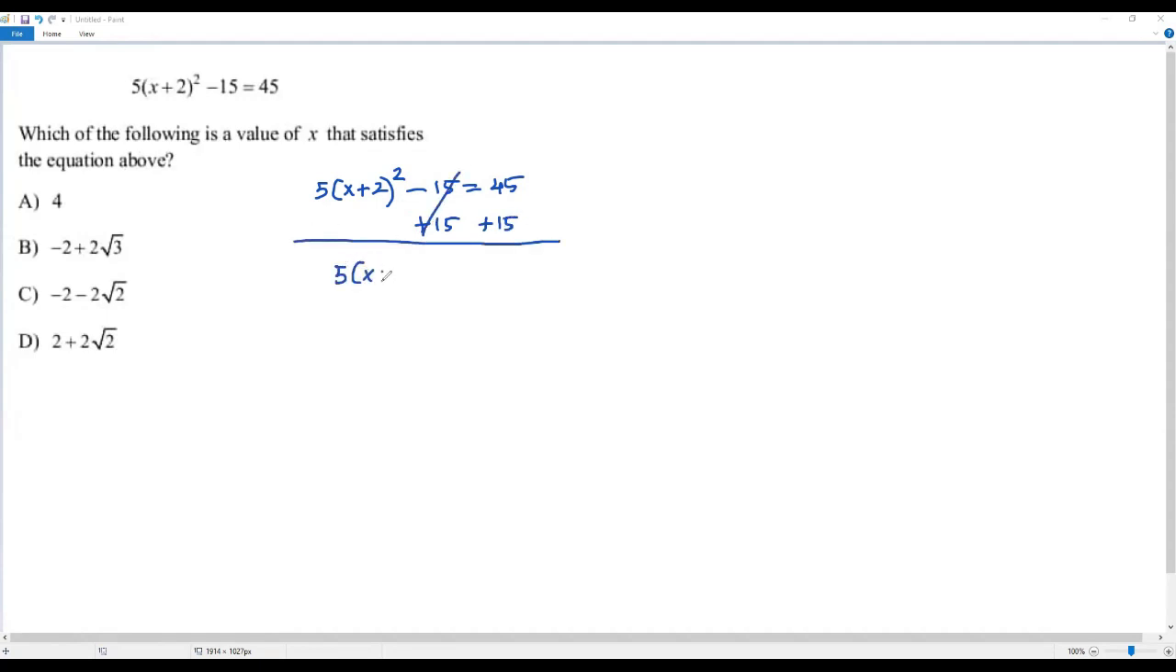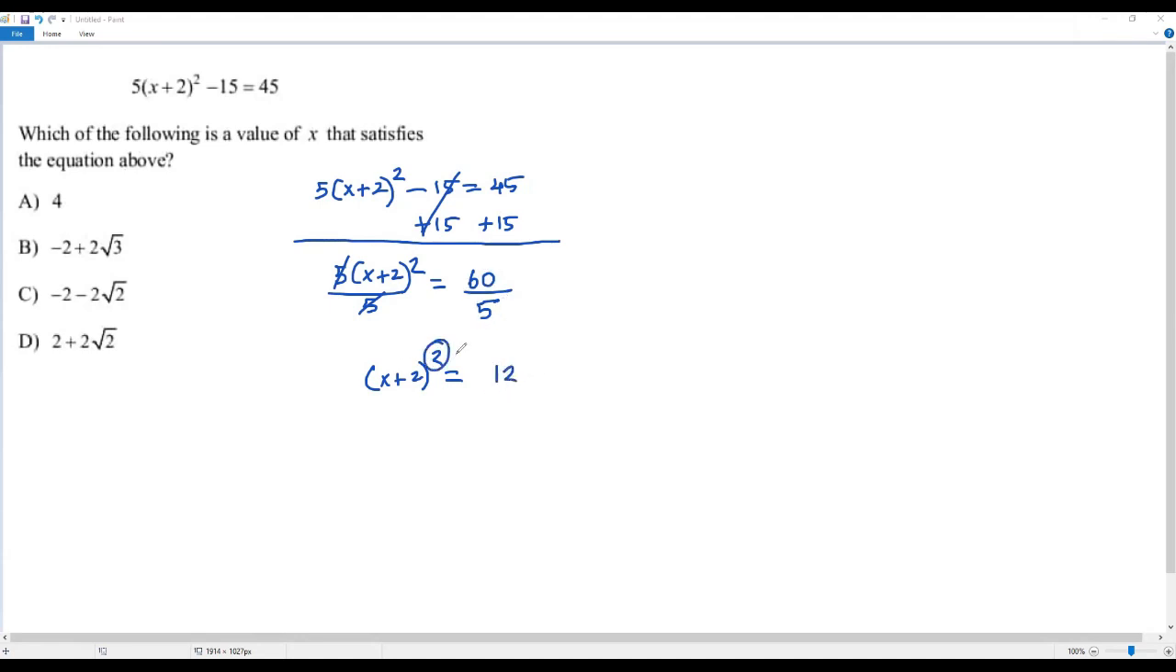I'm getting 5 times (x + 2) squared equals, when I combine 45 and positive 15, I'm getting a positive 60. Okay, now let me divide both sides of this equation by 5 to get rid of the number 5 which is multiplied over here. Then this 5 will cancel out and I'm getting (x + 2) squared equals, when I divide this 60 by 5, I'm getting 12 on the right side.